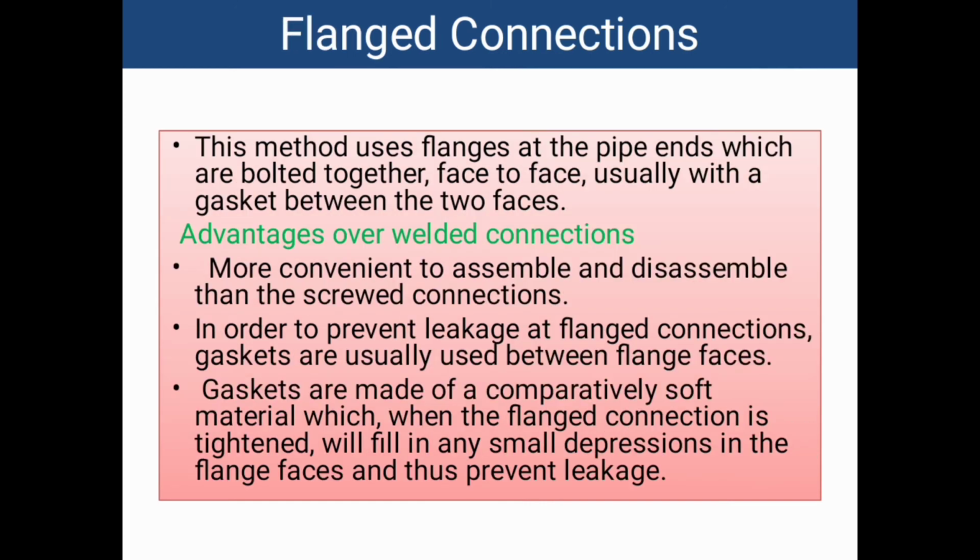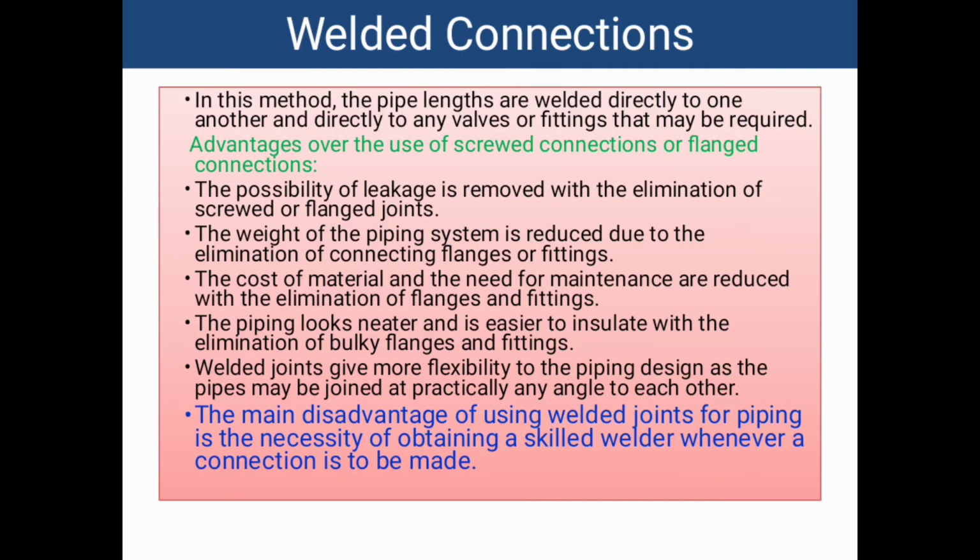Then flanged connections. A flange is a connecting surface. If the flange is connected using a gasket, two pipes are connected by providing a gasket inside. The gasket will take care of leak proofing. Then a welded connection means one pipe is welded with another pipeline. This avoids leakage.